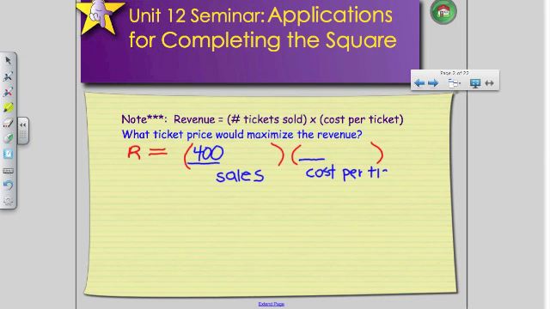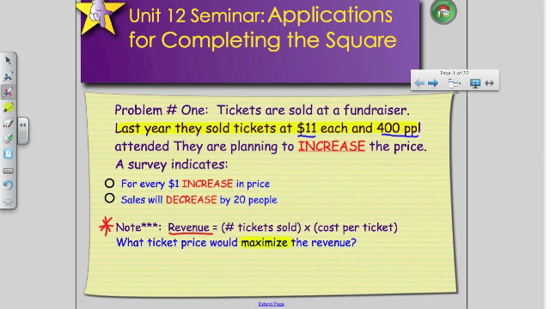And I know that last year the tickets were sold at $11, so I'm going to put in the number 11. That's my starting point. The second part of each binomial is going to represent what is happening or what is projected to happen this year. So if we go back, this year, for every $1 increase in price, sales will decrease by 20 people.